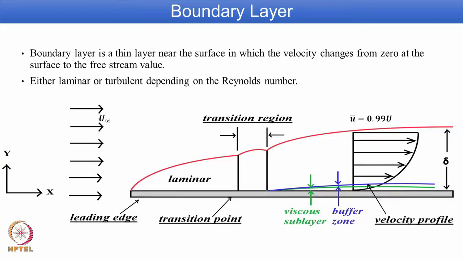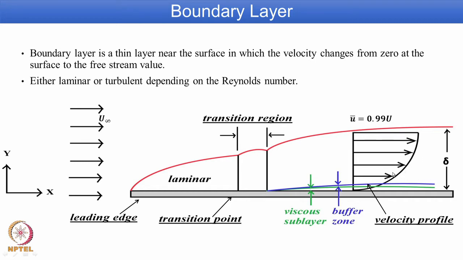low Re model. Before going to the detail, I would like to present what is known as a boundary layer, and what is shown here is a flat plate. Flow is coming from left to right with a uniform velocity condition u infinity, and this is a leading edge. Flow develops over the flat plate. Initially you have a laminar flow, then there is a transition point, then you have a turbulent boundary layer.